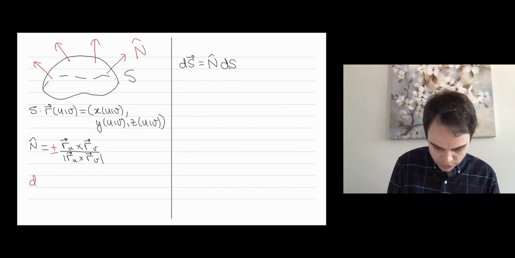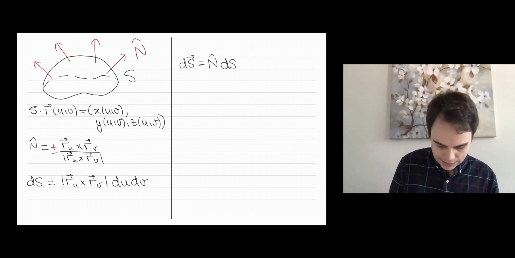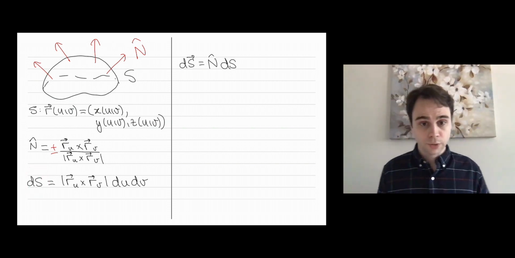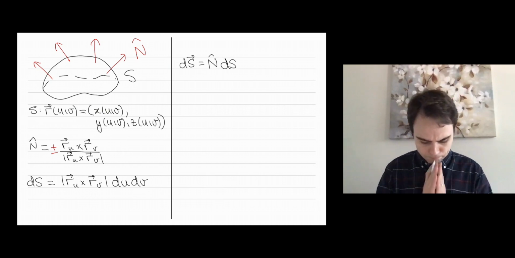dS we already worked out when we were integrating functions, so that's just the length of the cross product times du dv. So whenever you see a dS and you're computing the integral using a parameterization, you can just replace dS by this.